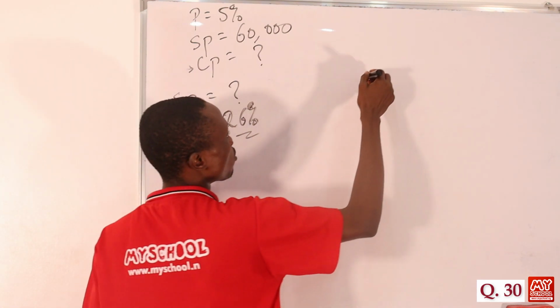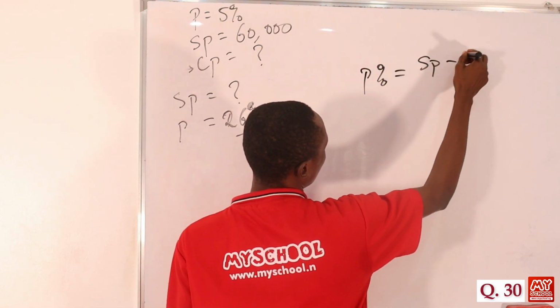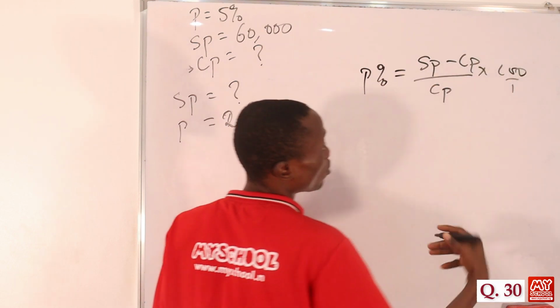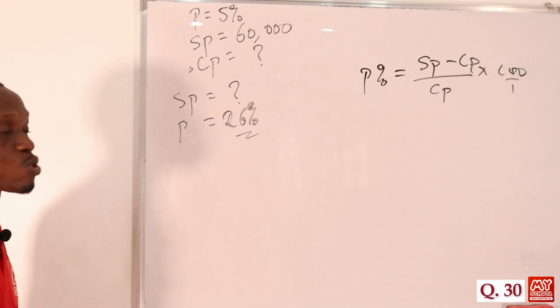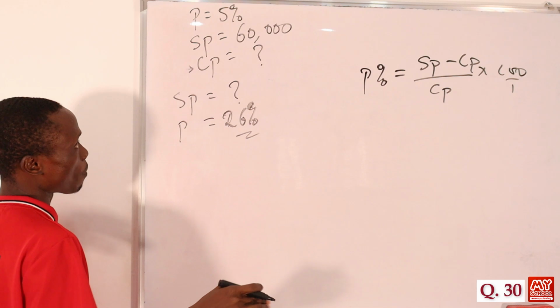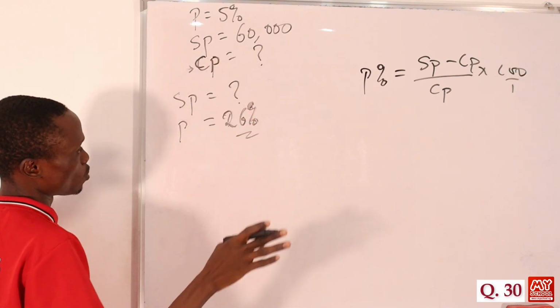Now, if we are to use this formula, profit percent is equal to selling price minus cost price, all over cost price, times 100, we are going to spend a lot of time. But there is a way to do it faster. So how do we go about it? For us to get the cost price, this is what we simply do.